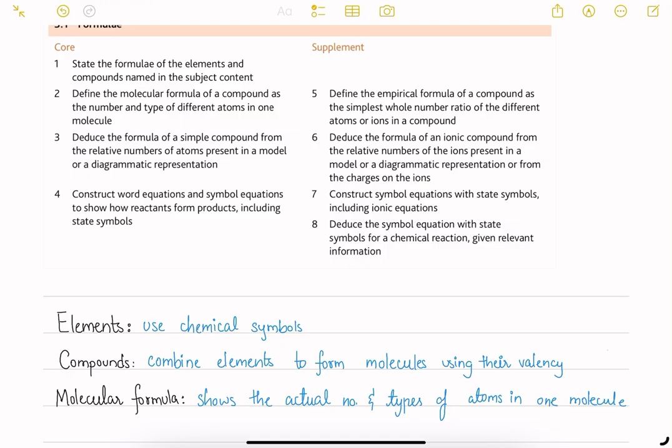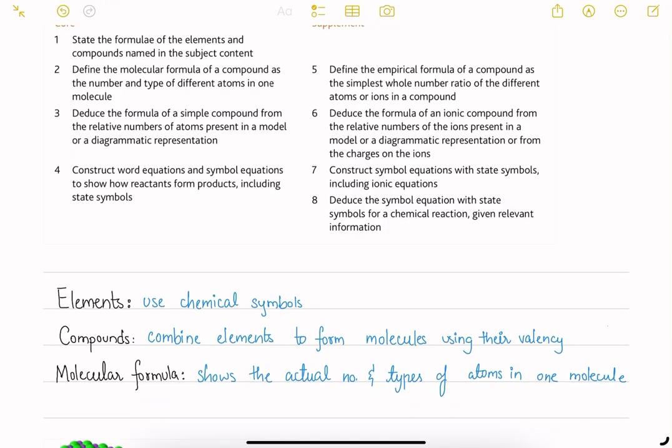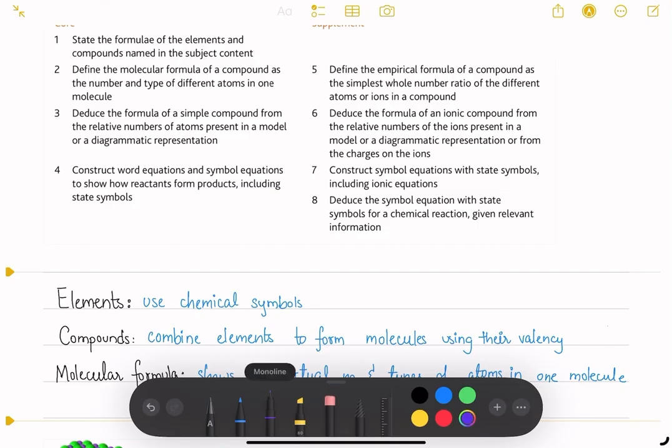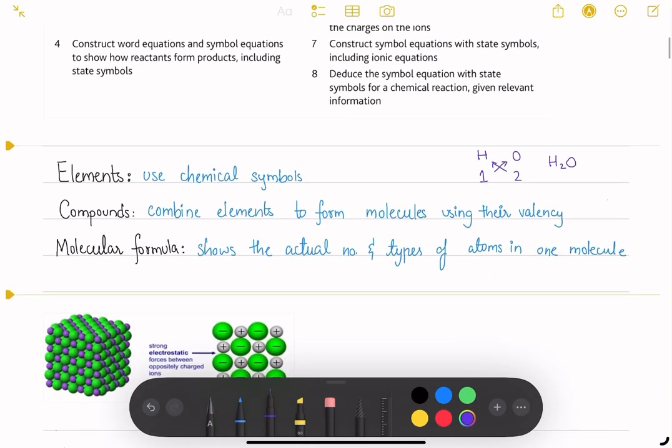For example, we have H2O. So we use the crisscross method over here. We have H and O. The valency of hydrogen is 1 and the valency of oxygen is 2. So by crisscross, I mean like this. It goes like this and this goes here. So it becomes H2O.